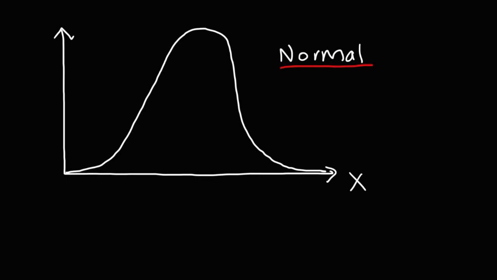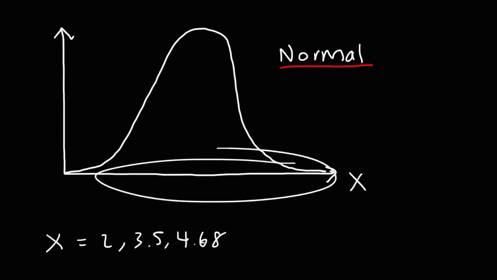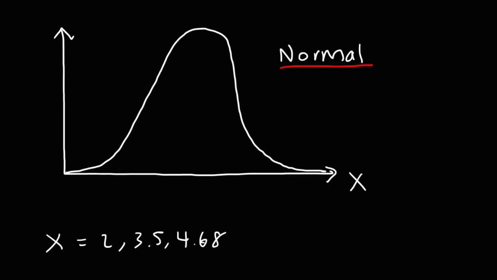X could be anything. It could be 2, it could be 3.5, it could be 4.68, it could be anything along the x-axis. Now, if we had discrete random variables, x would have restrictions. It could be like 1, 2, 3, 4, 5. But when dealing with continuous random variables, x could be anything. It could take on any value.